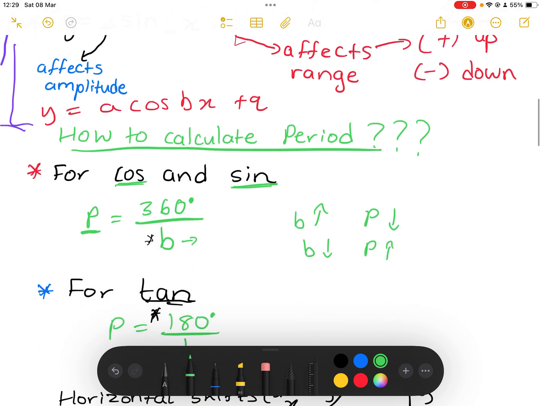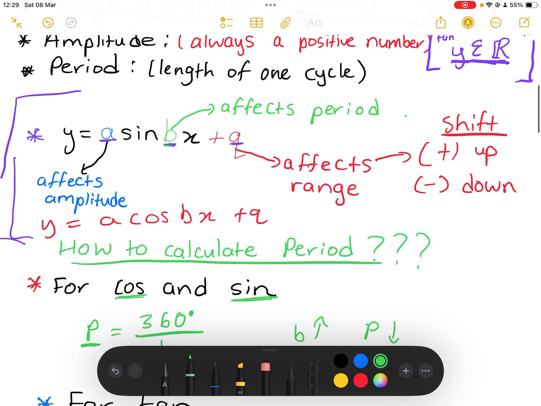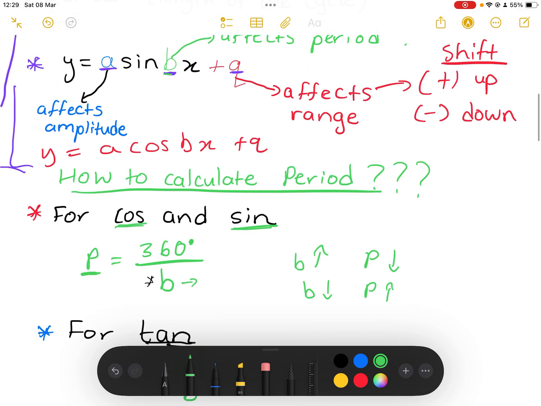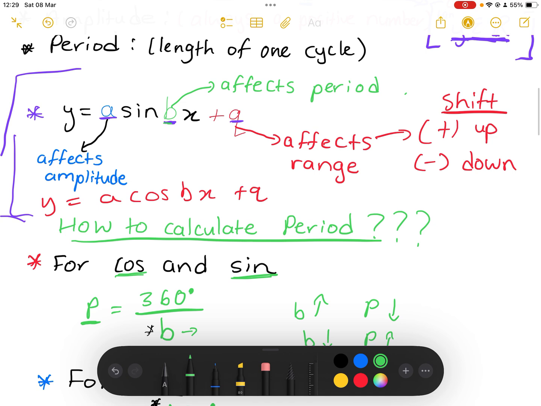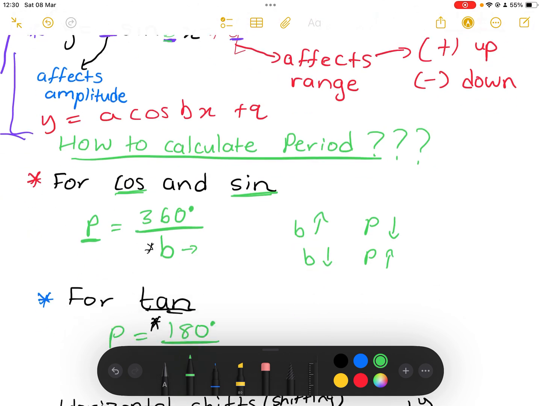Period is 360 over B. For example, if I said B here was 2, so if we were to put 2 there before x, that means 360 divided by 2, that is 180. Therefore, that is your new period. So if you were to put half at b, you're going to say 360 divided by b, therefore that is going to be 720.